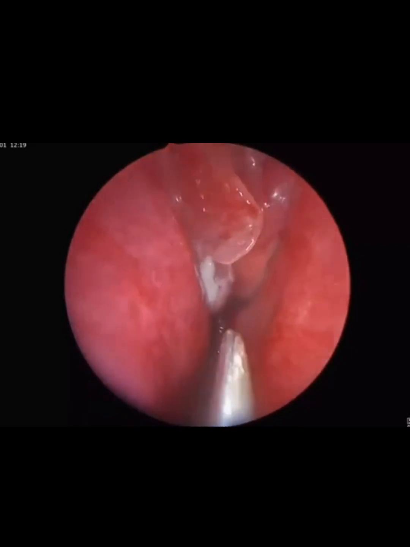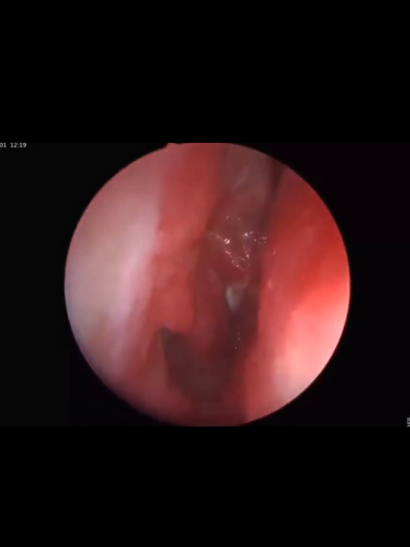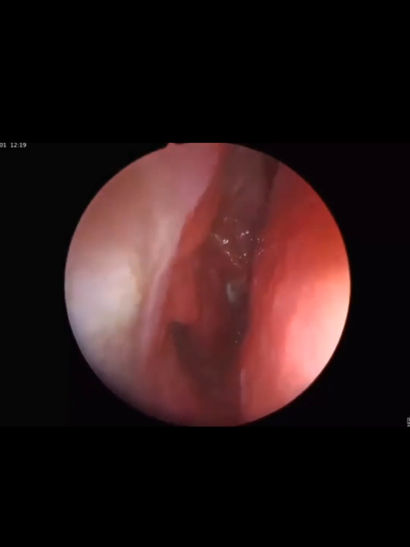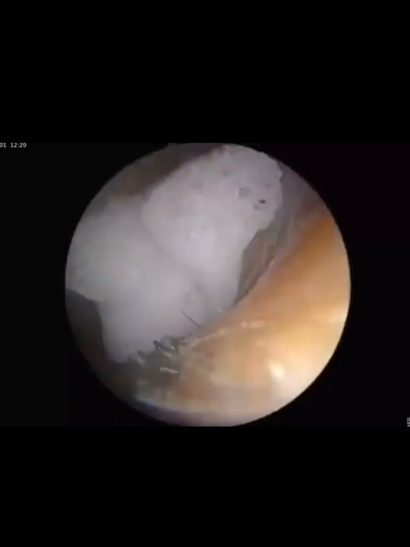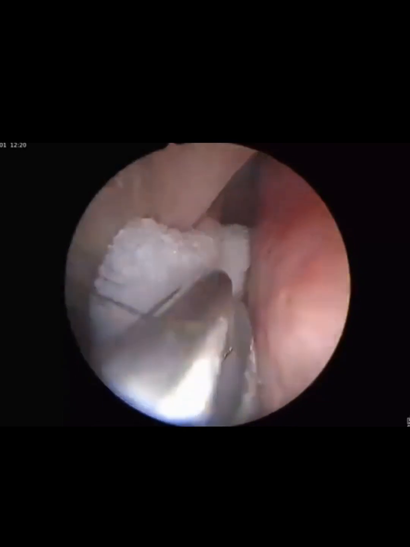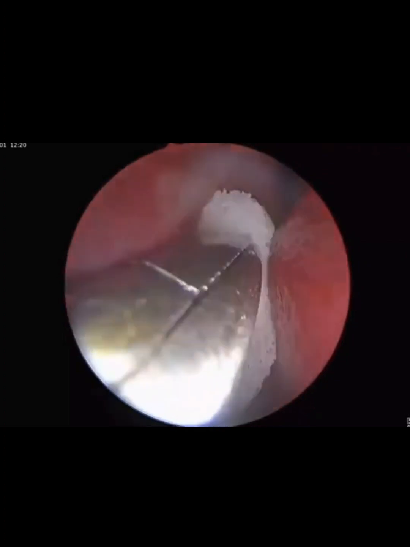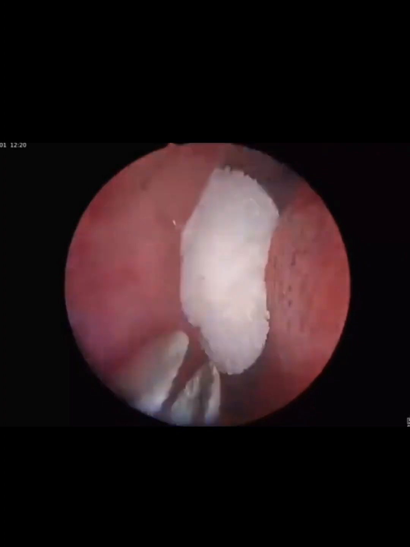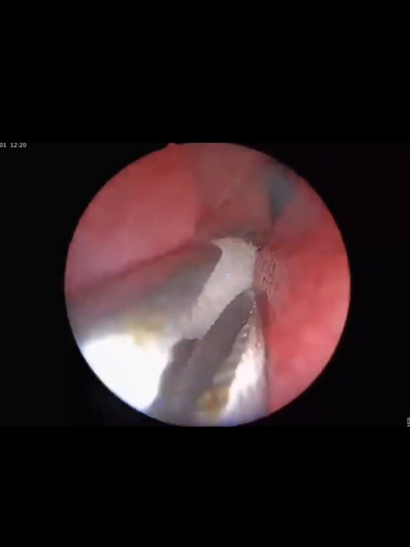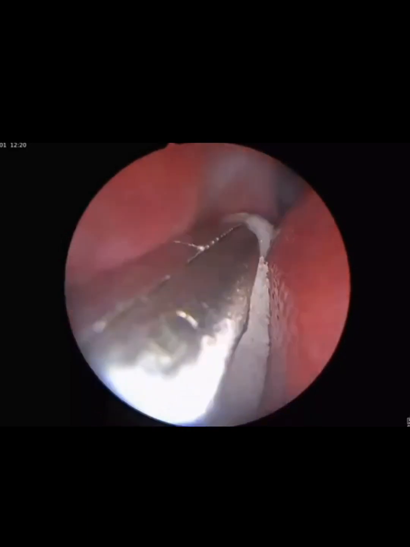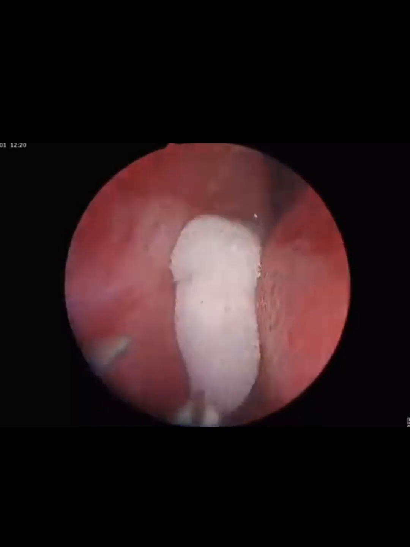Hitesh bhai, I am waiting for the debrider here. Which form of steroid do you prefer preoperatively, oral steroid or topical steroid? Oral steroid, ma'am, for preparation of the patient. Omnacortil 20 milligram for 1 week.